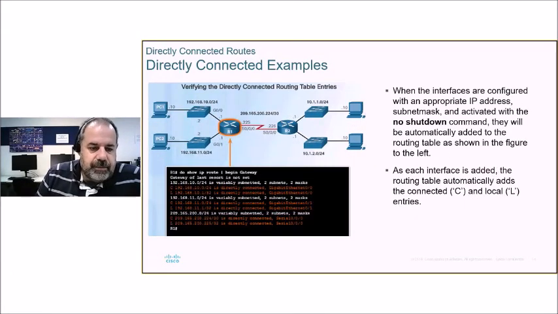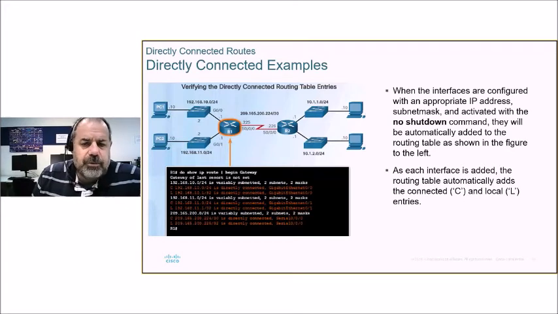And so here you can see you've got your C and L entries for the 3 interfaces that are directly connected. And as you learnt last time, router interfaces by default are turned off. So if you want to turn it on, you actually have to do no shutdown. Shutdown turns it off, no shutdown turns it on.